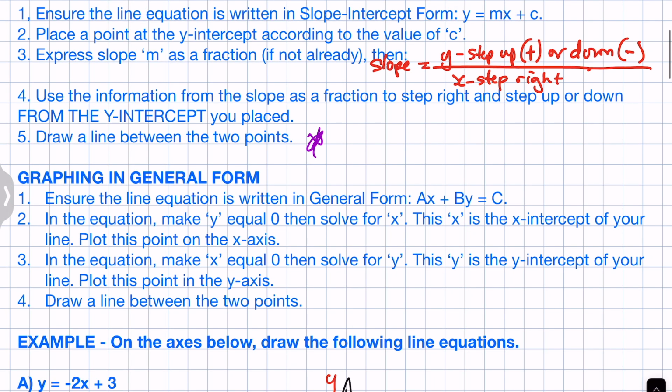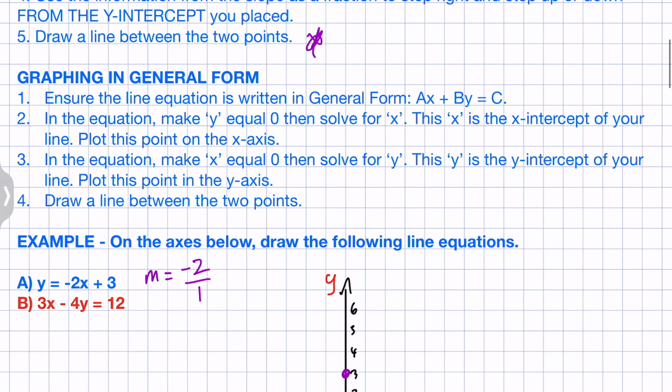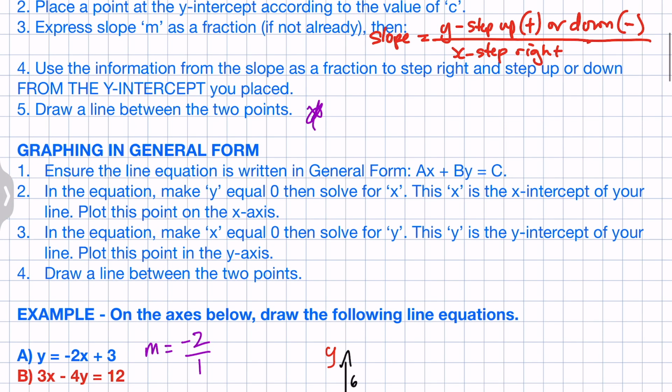Previously, you would have got rise over run. I'm telling you, express the slope as a fraction if not already. Is -2 a fraction? No. But write it as over 1. M is going to be -2 over 1 because it's a whole number. What does that mean? Now this is where I clarify what this means. Is this, what I've circled, a fraction? It's something over something else.